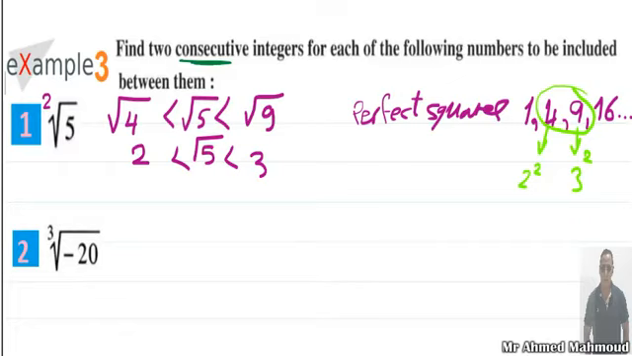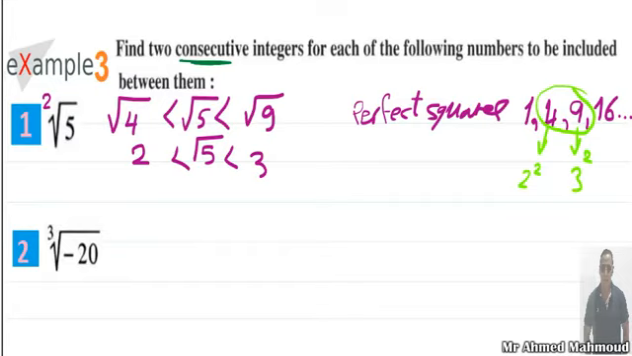Again, first search about the perfect squares. Why? Because we have square root. If we have cubic root, then we search in the perfect cubes. The perfect squares: 1, 4, 9, and 16. Root 5 here, 5 is included between 4 and 9. Then root 5 is included between root 4 and root 9. Root 4 is 2, root 9 is 3.